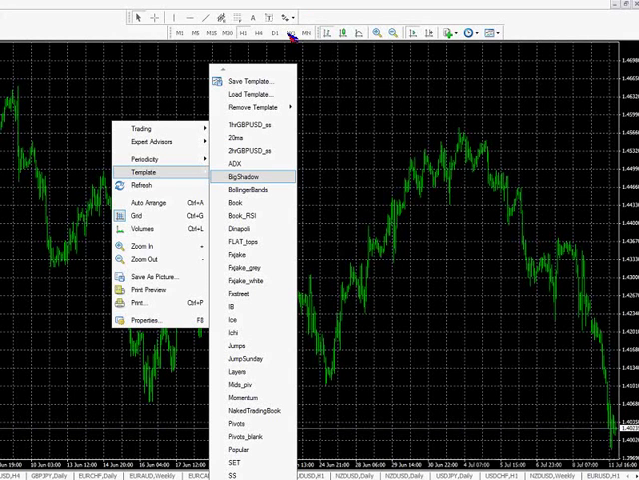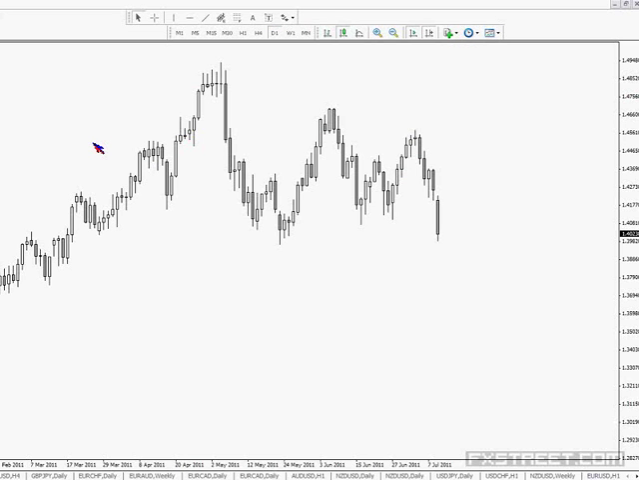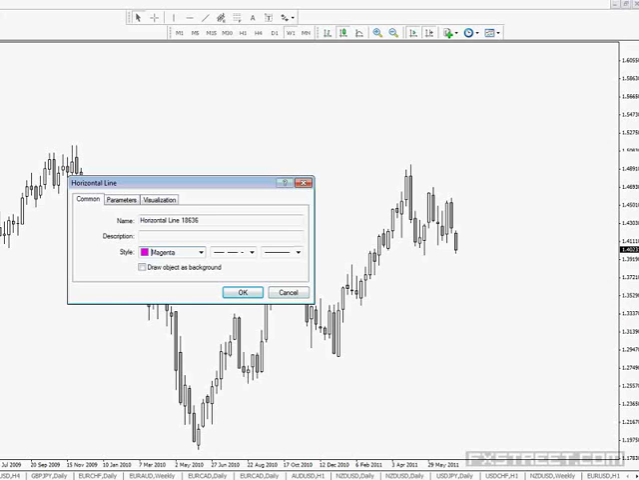Here we go, here's the euro. I'm on the daily, but I'm going to move to the weekly. I'm going to draw my zones in as I normally do. You can see this zone is white, so you can't see it. Let's make it a different color. Let's make it red.